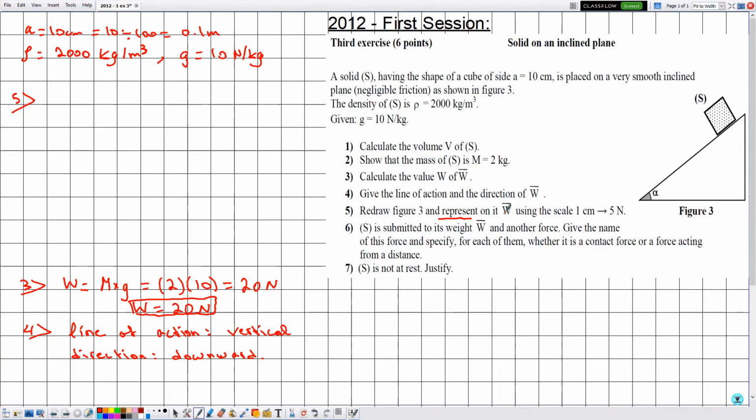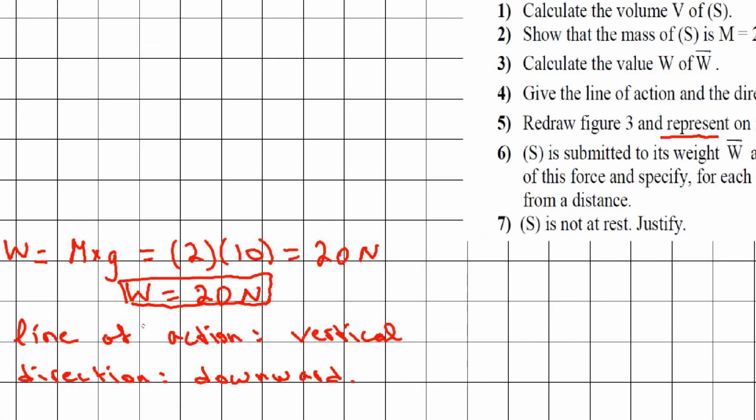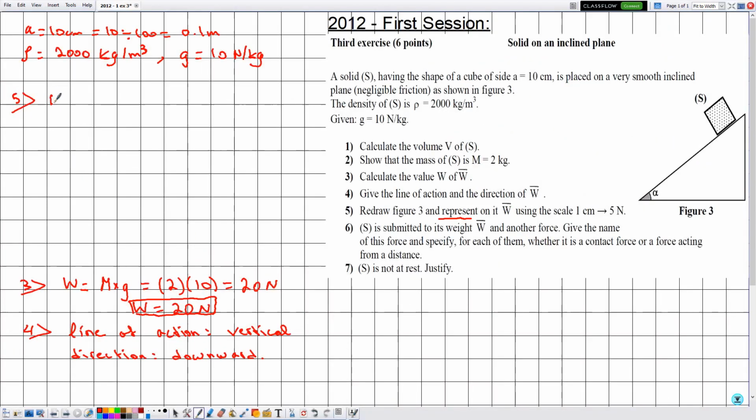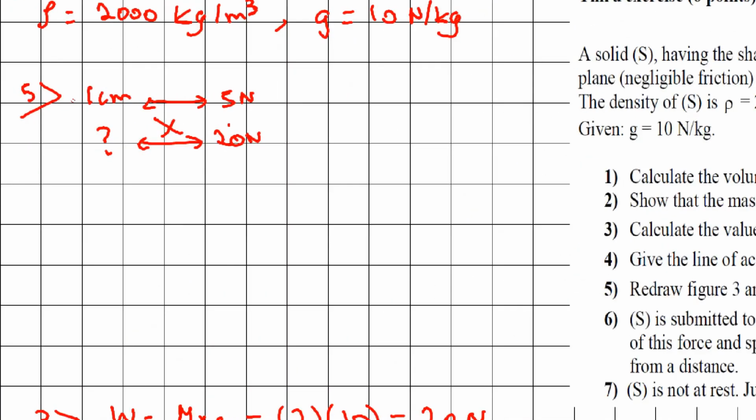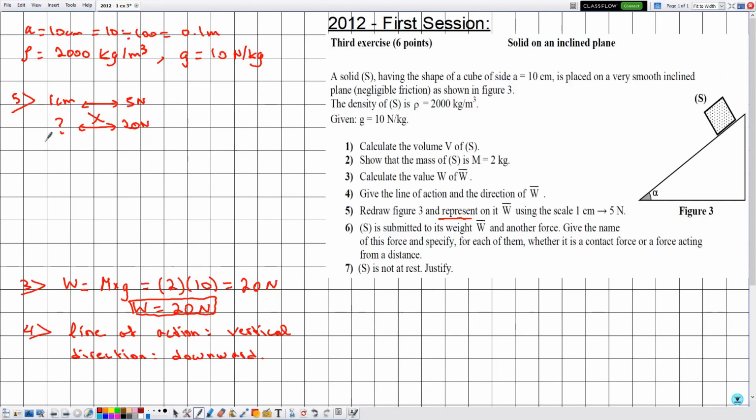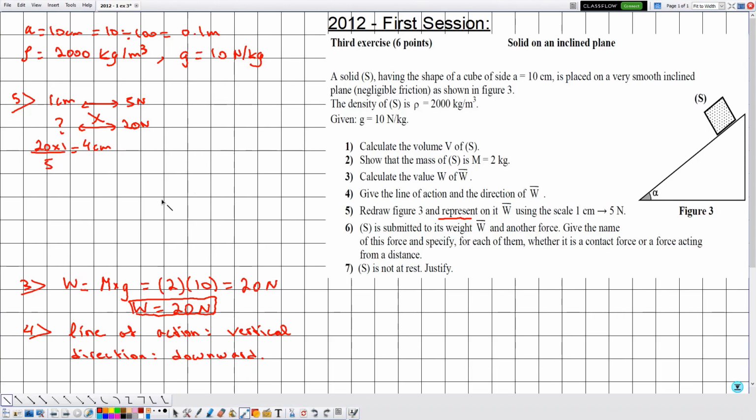In order to draw the vector W, we need to determine the length of this vector, and this can be determined using the scale, knowing that we already calculated the magnitude of this vector. So each 1 centimeter corresponds to 5 newtons. What about the 20 newtons? Now if we crisscross, then 20 multiplied by 1 divided by 5 will give me 4 centimeters. Here we are determining the length of the vector because we know that our rulers are graduated by centimeters and not by newtons. So let me redraw figure number 3.